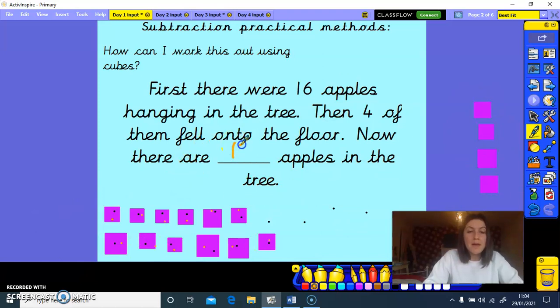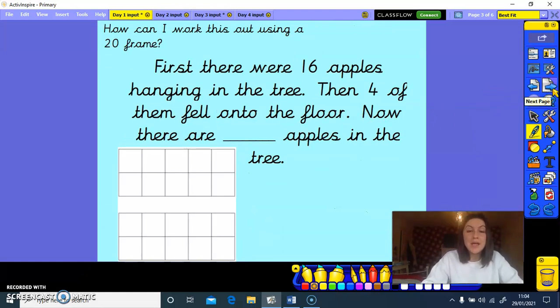So that is one method you could use to work out a subtraction problem practically. So practically is when we use our resources, isn't it? Like we do in school and like you've been doing at home to work something out. The next method to do it practically is if we had 20 frames like we've used for addition, but this time I'm going to do it and show you how you can do it subtracting.